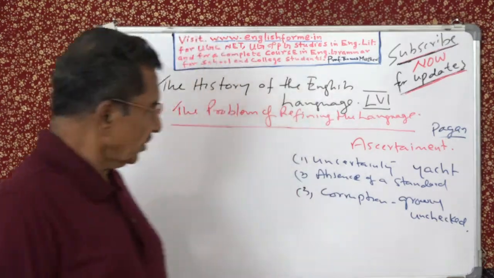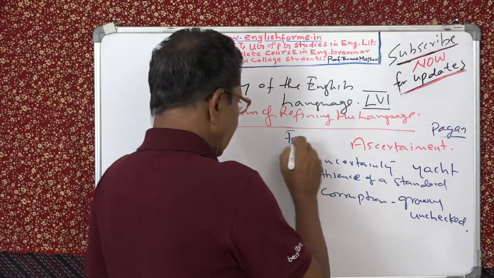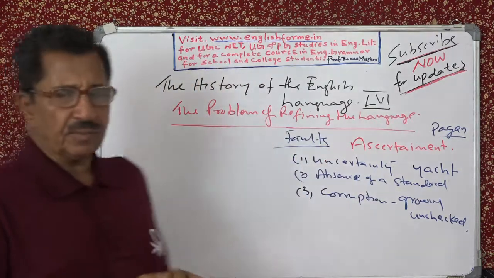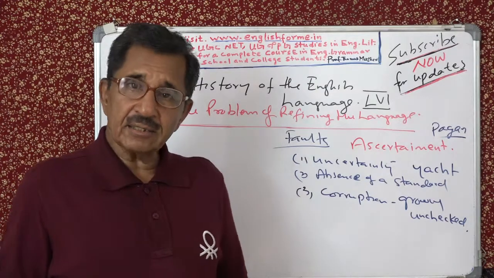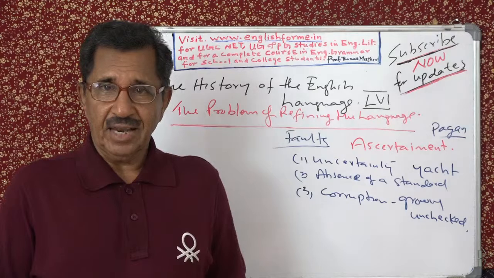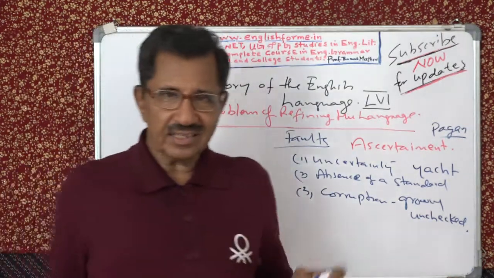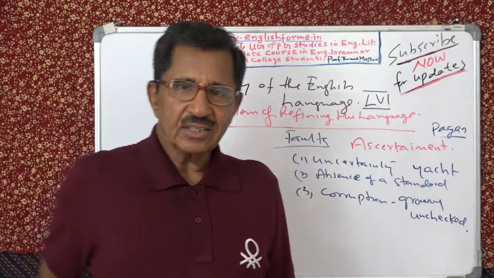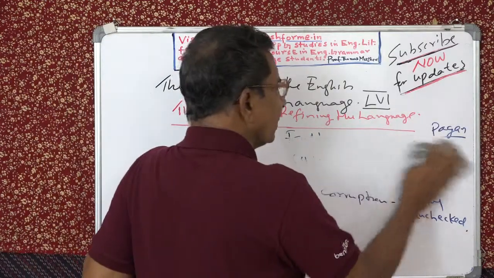So, three faults you can see. Faults of the language, three. First, and this is applicable to spelling also, uncertainty. Not only pronunciation, but uncertainty of spelling, uncertainty of using words, uncertainty of diction, uncertainty of different forms of verbs. So everywhere there is uncertainty. Second, there is absence of a standard. And third, therefore, corruption was growing. So these were the three faults of the language.